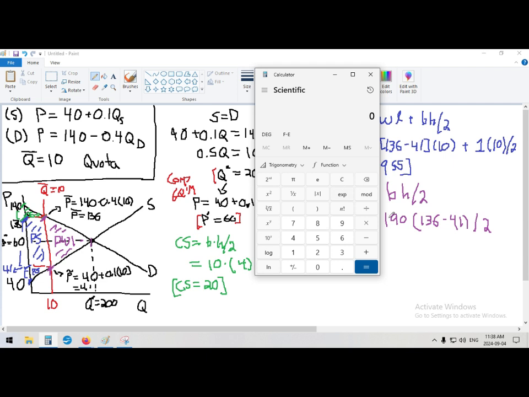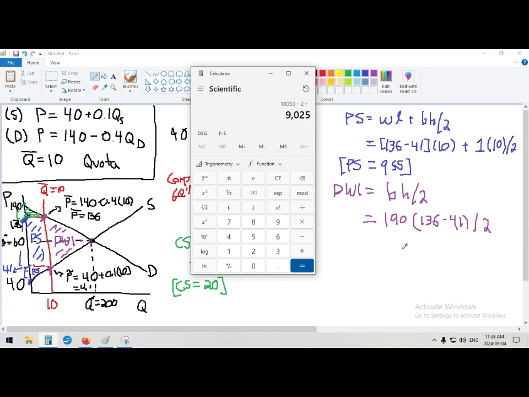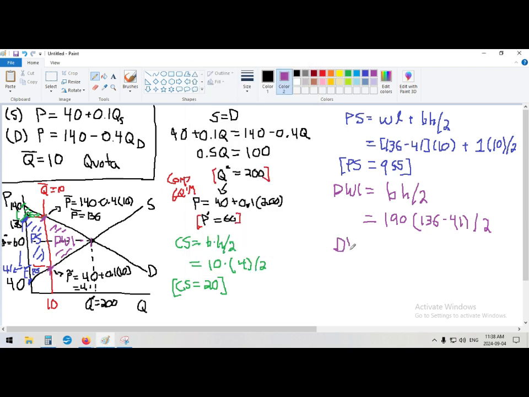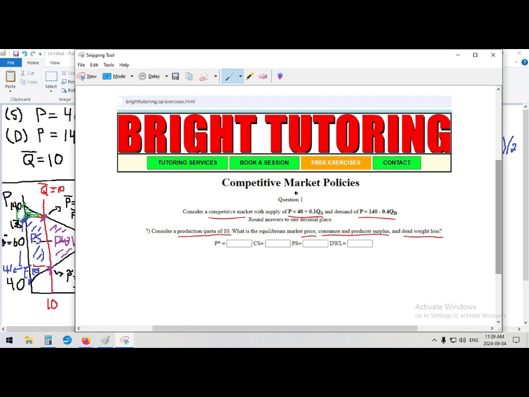So, okay, let's clear everything. Let's do 136 minus 41 times 190, and then divide by 2. We get 9,025. That's going to be that purple area. And that's how you complete that question.